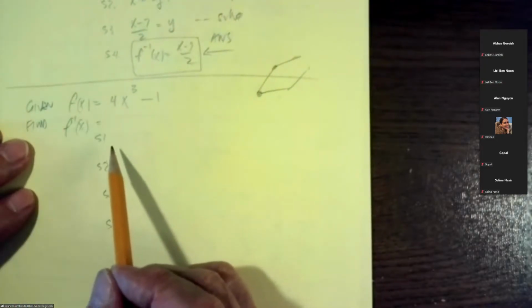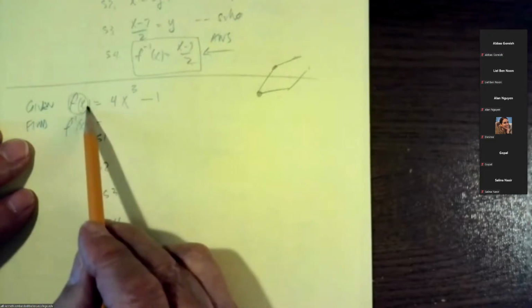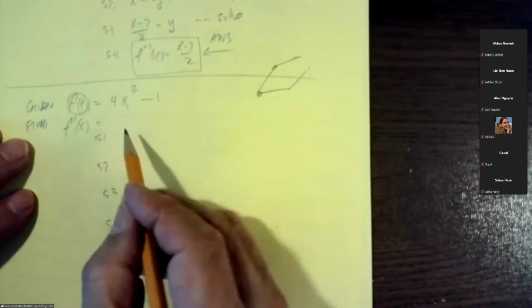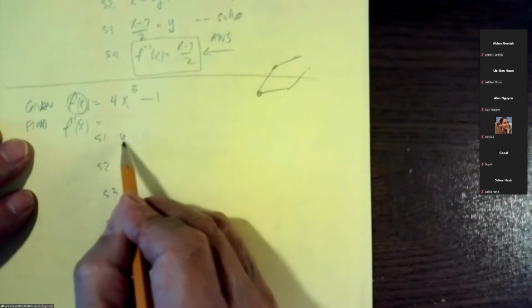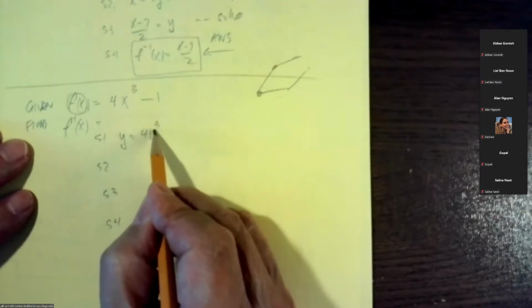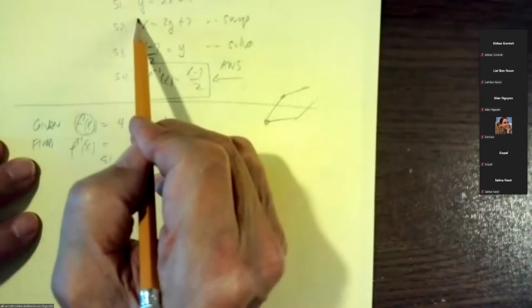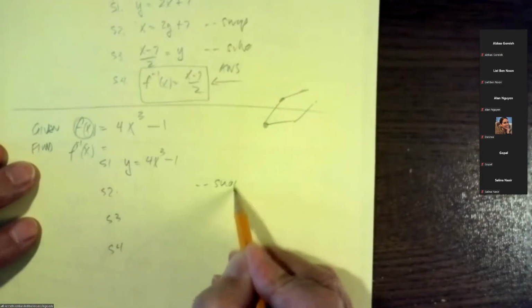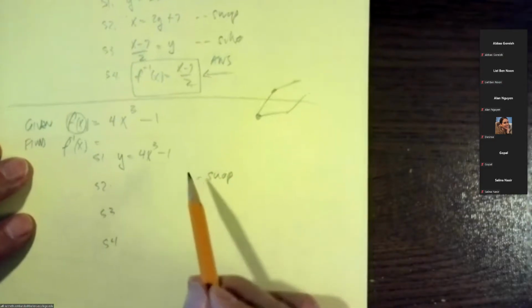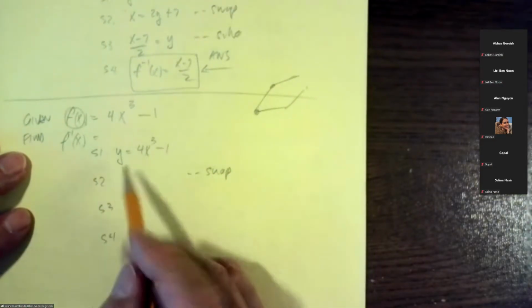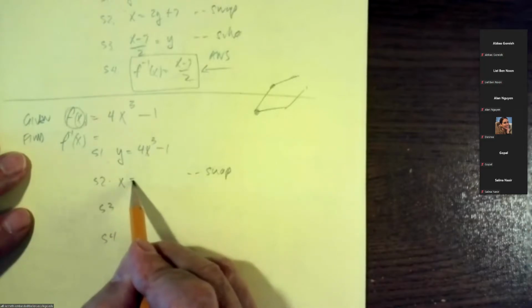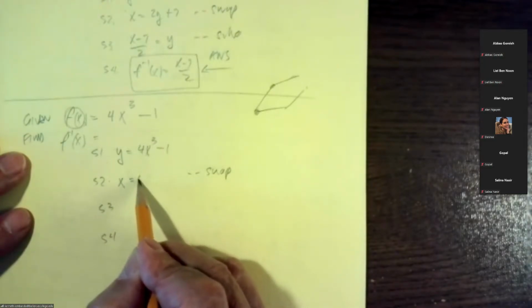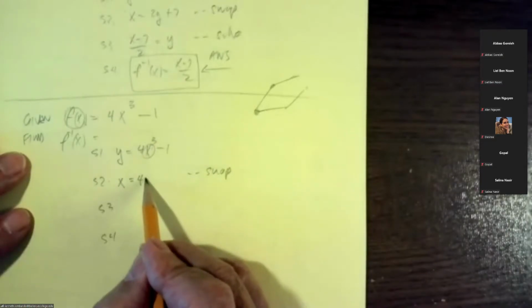So for step 1, what did we do? We said, let y equal f of x. So step 1, let y equal 4x cubed minus 1. That's what we did up here. And then for step 2, we did the swap. Remember? So if we swap this, what's that going to look like? x equals 4y cubed minus 1, if we swap those.